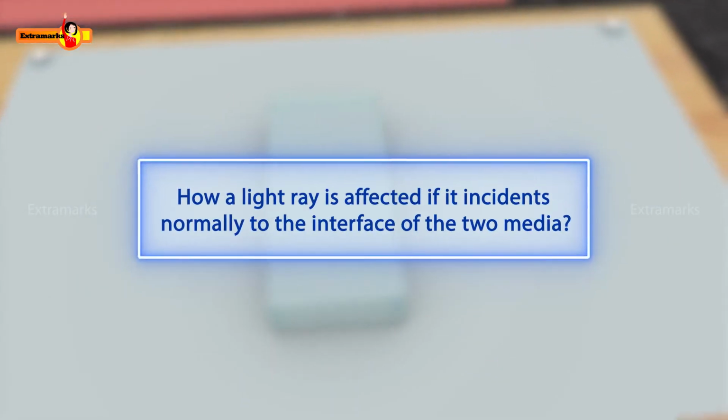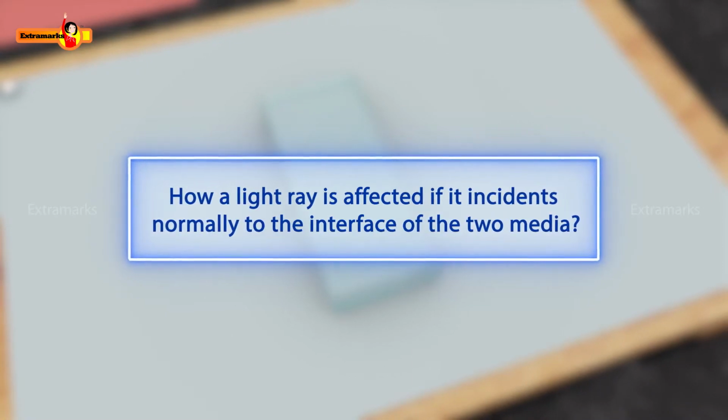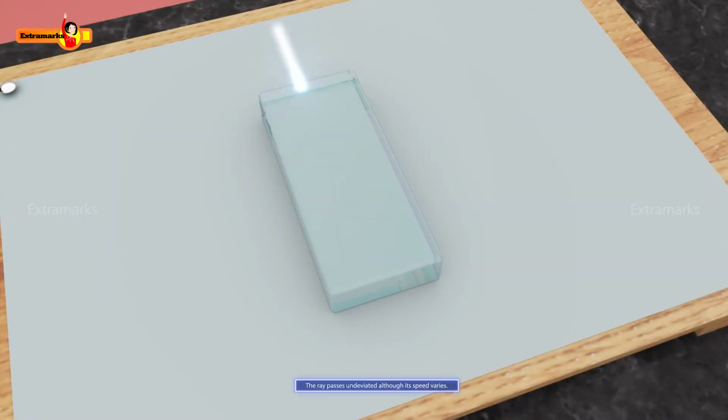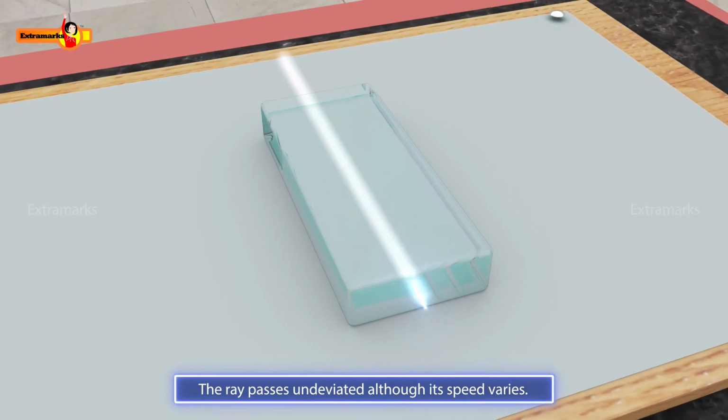Do you know how a light ray is affected if it is incident normally to the interface of the two media? The light ray will pass undeviated, but its speed will vary.